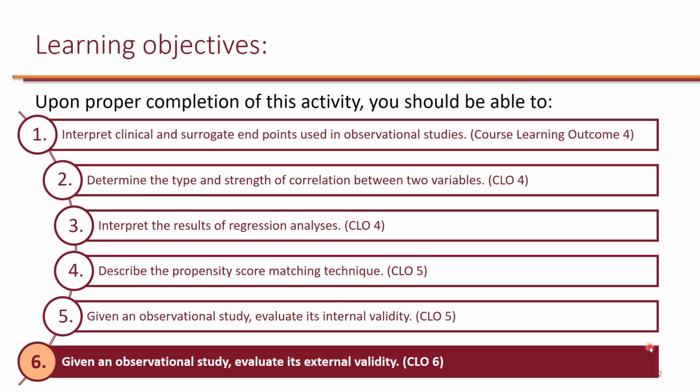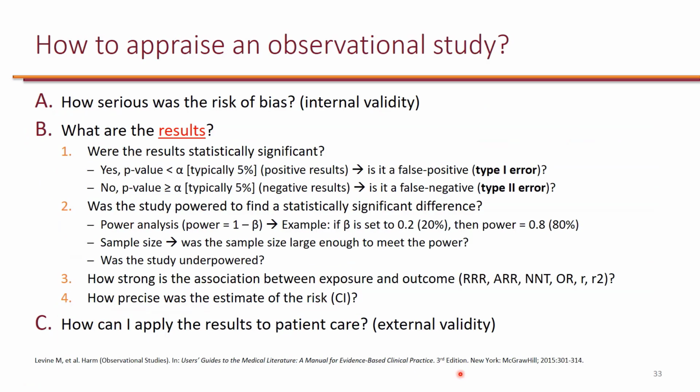So far, we looked at interpreting endpoint of observational studies, correlation, and regression analysis. We described the propensity score matching technique, and we looked at evaluating internal validity of observational studies. Now, given an observational study, evaluate its external validity, which is course learning outcome number 6 on the course syllabus. So once we evaluate a study's internal validity, then we look at the results.